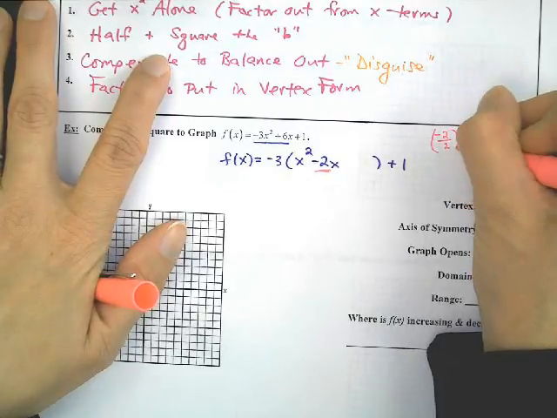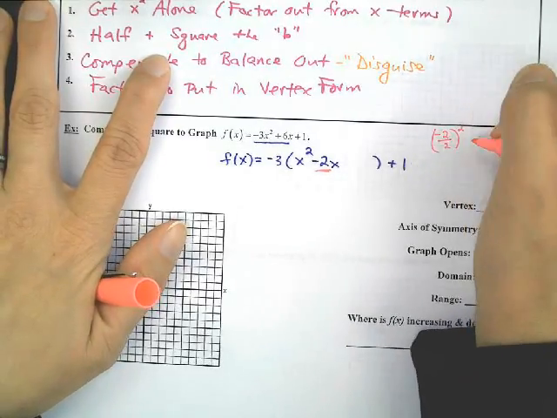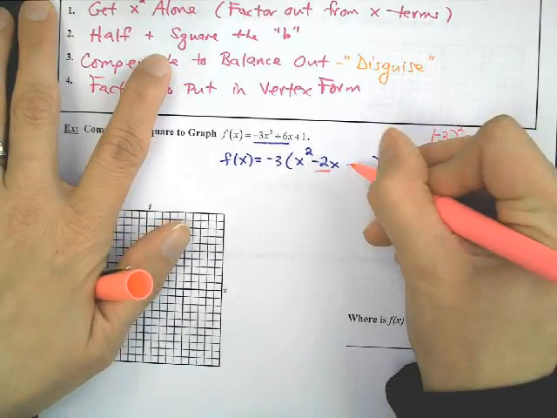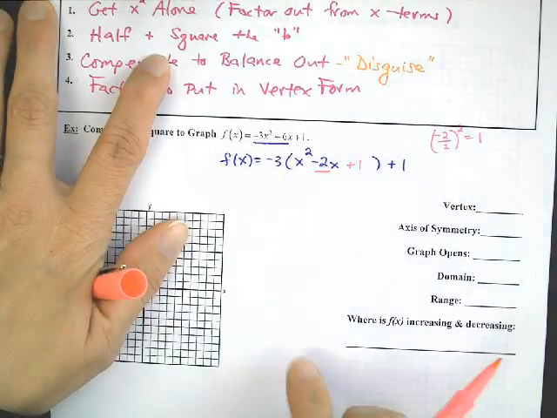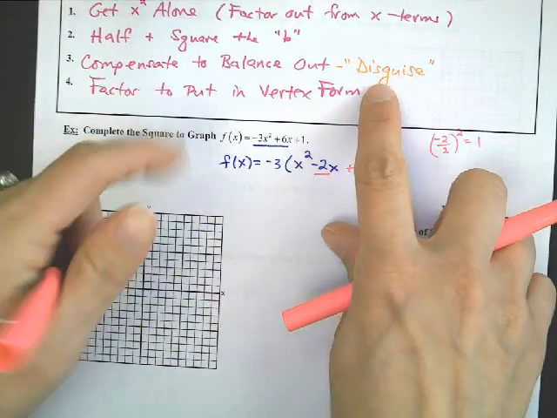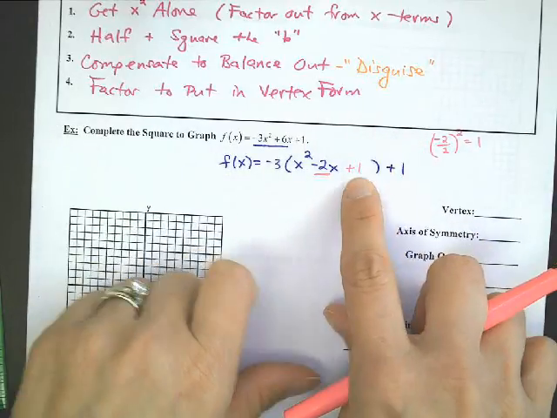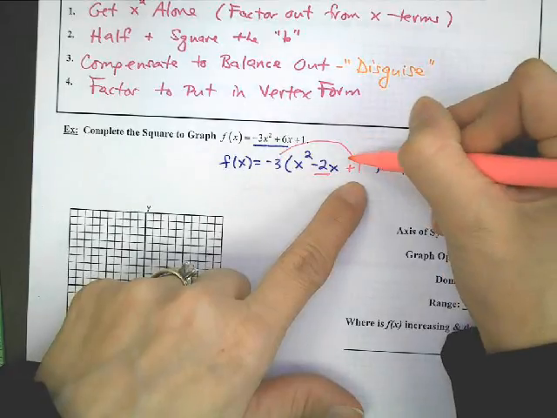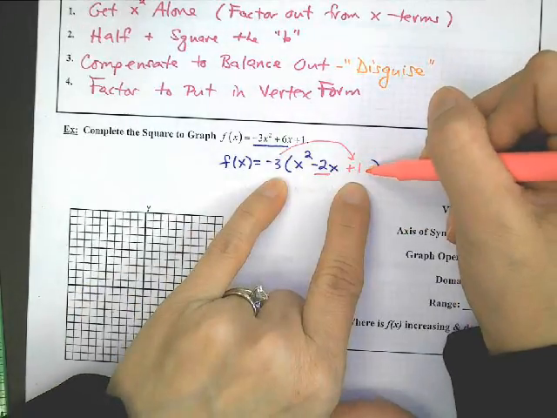Negative 2 cut in half and squared. If you want to do work, make sure you crawl up into the corner and do it. Negative 1 squared is positive 1, so I'm going to add a 1. Now, it says, make sure you compensate, but look out for the disguise. So is that actually plus 1? No, it's actually minus 3.